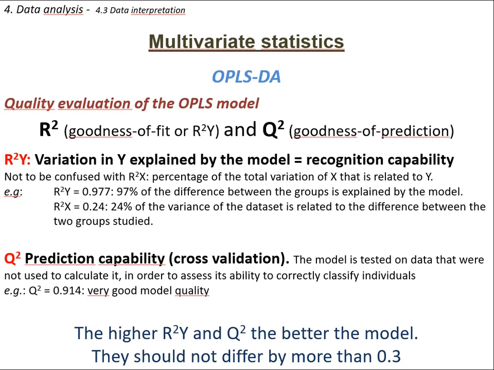And finally, the prediction capability, Q square, which is also a cross-validation test. The model is tested on data that were not used to calculate it. So you can look at the efficiency of classification, the amount of samples that are correctly classified. And so if Q square is 91%, it's a very good model quality. So the higher R square and Q square, the better the model.